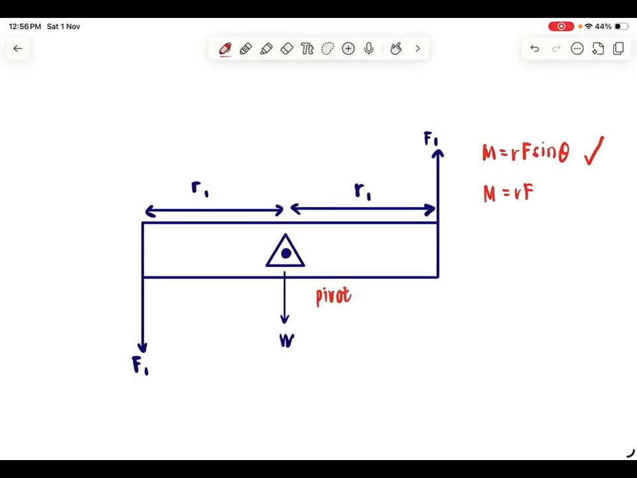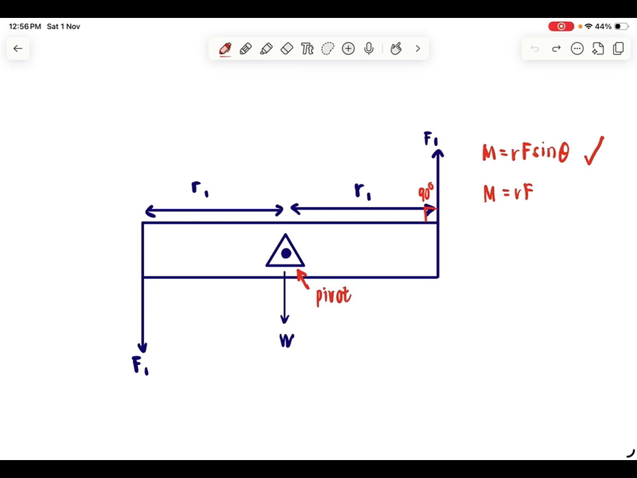I'm going to explain the physics equation according to the diagram. Since I already said that the pivot is at the center, we can use the formula M equals RF sin theta. And for theta, the angle between the tangential force and the moment arm is 90 degrees. So, the last formula for this is M equals RF.